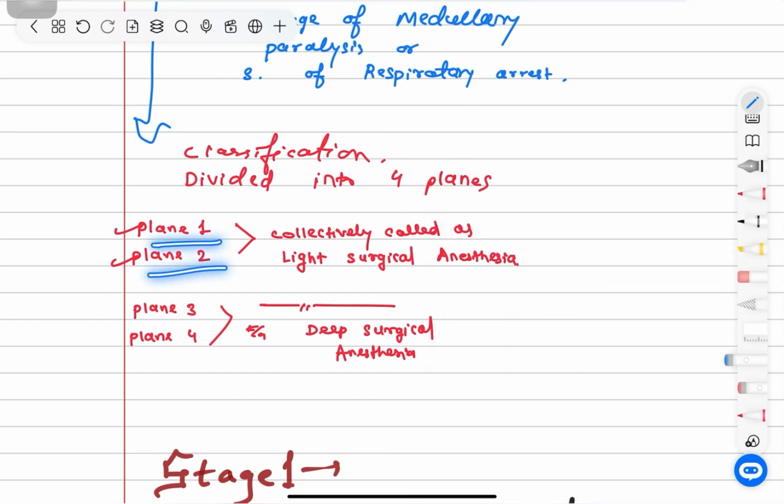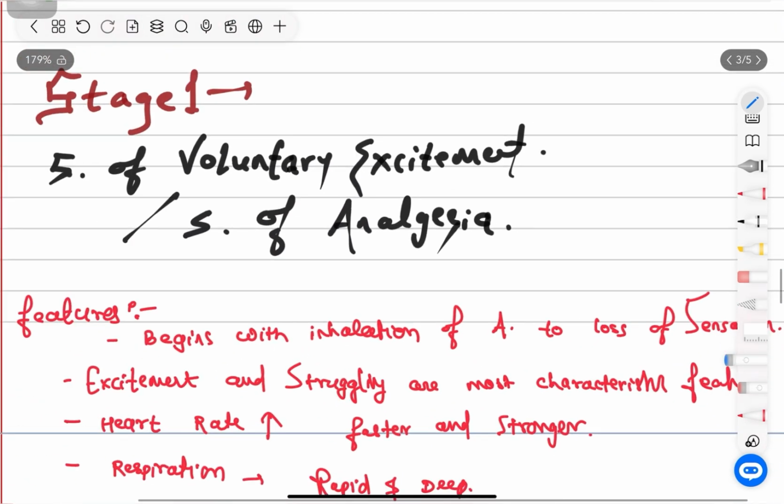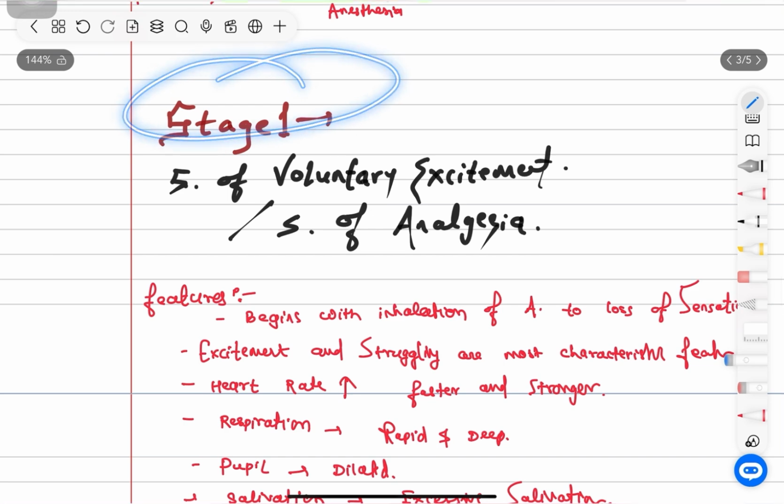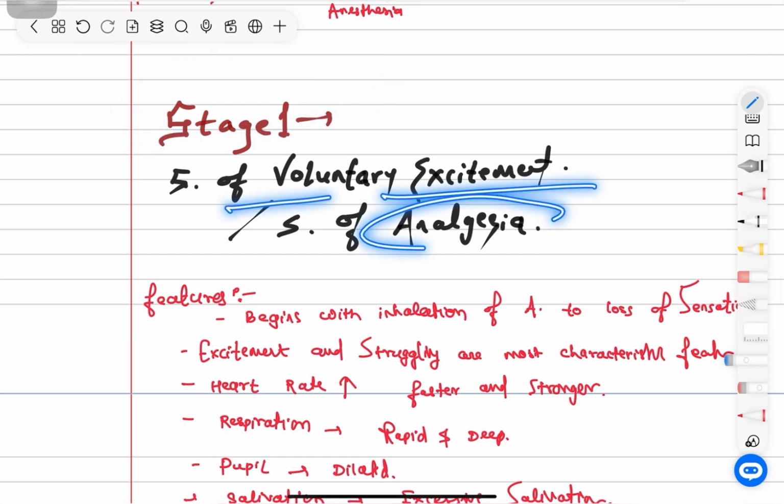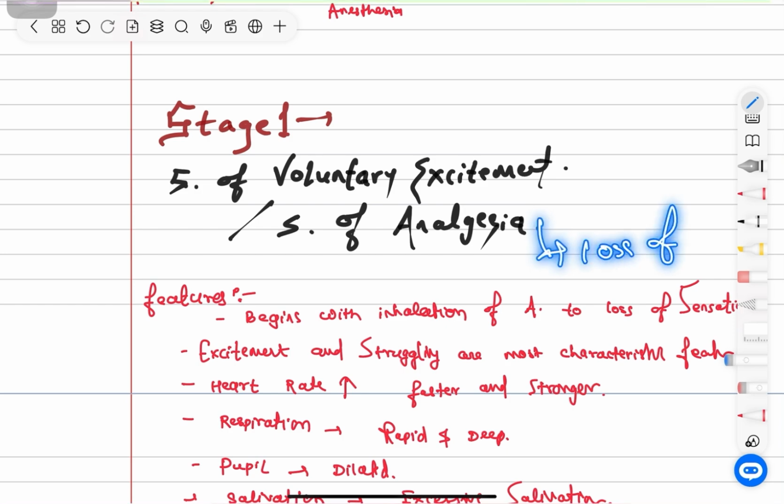Plane 1 and plane 2 are collectively called the stage of light surgical anesthesia, and plane 3 and plane 4 are known as deep surgical anesthesia. Now we will discuss in brief stage 1, also known as the stage of voluntary excitement or stage of analgesia. Analgesia means loss of pain or pain relief.